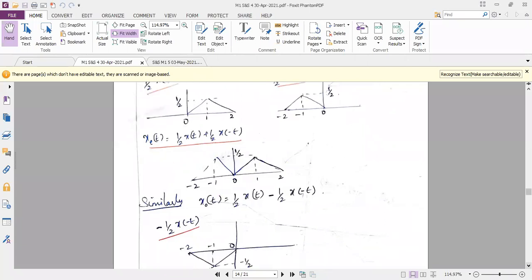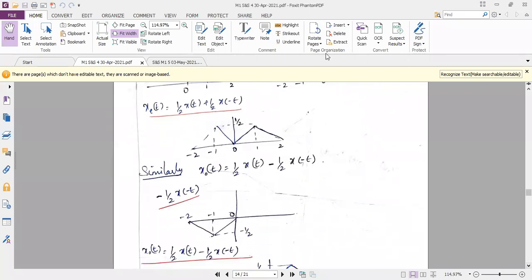What is the difference between even and odd? You can see here the odd signal. I have 1 by 2 x of t minus 1 by 2 x of minus t. When I compare the even signal and the odd signal expressions, the only change is this minus. Already I have drawn 1 by 2 x of minus t. You know where the signal was. My signal was here. This was drawn already for the even signal.